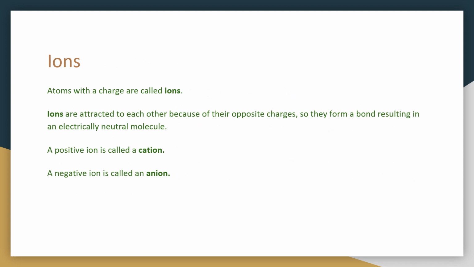Alright, so atoms with a charge are called ions, and ions are attracted to each other because they have opposite charges. So they form a bond, resulting in an electrically neutral molecule. The positive and the negative attract to each other, and because they have formed that bond, it's considered electrically neutral. A positive ion is called a cation, and a negative ion is called an anion.